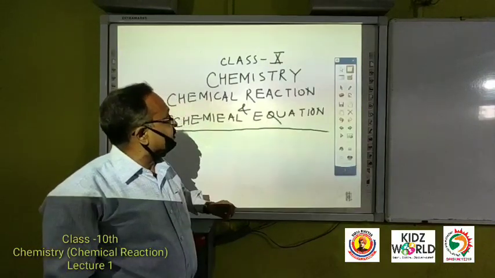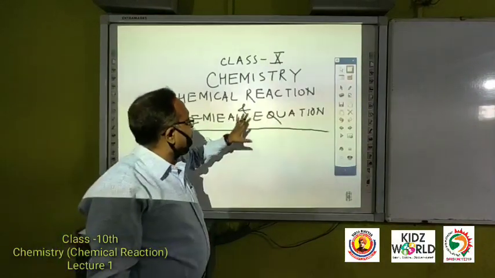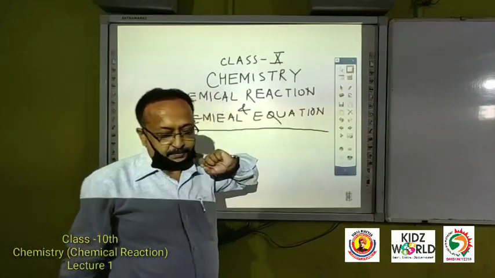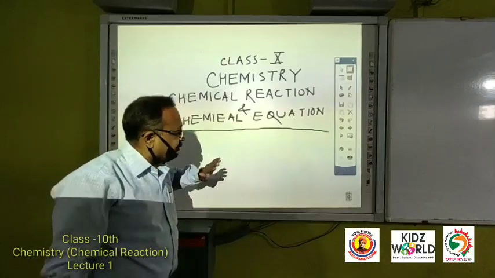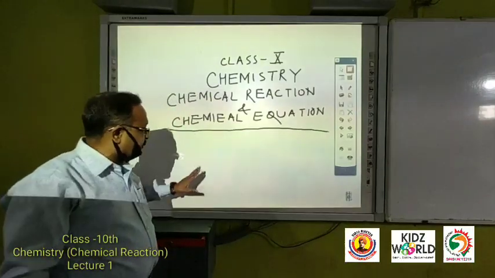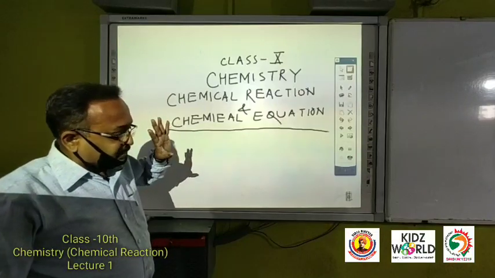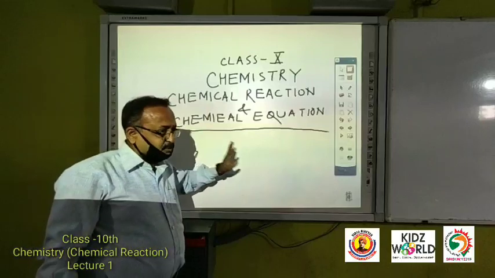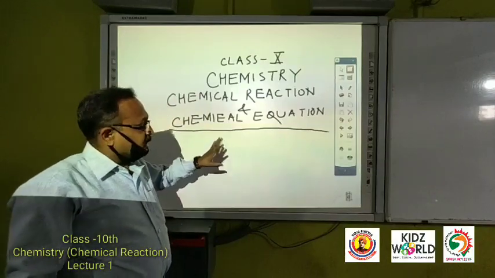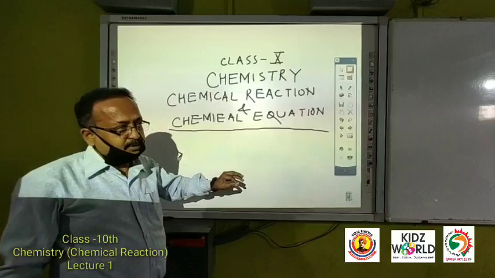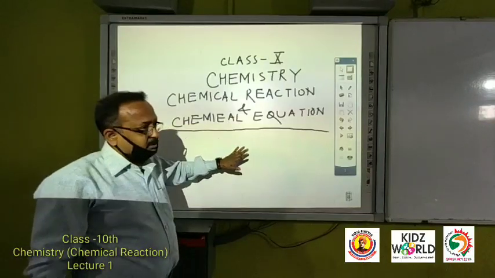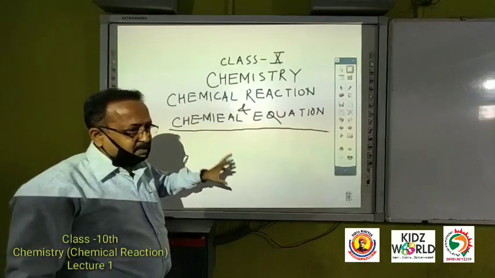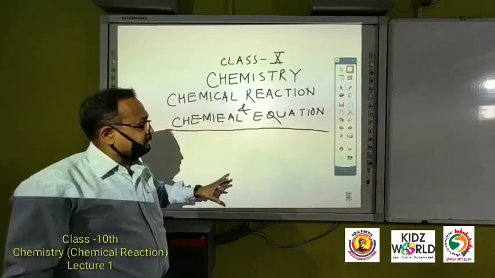Chapter one of chemistry, that is chemical reactions and chemical equations. This very first chapter will tell you about the characteristics of chemical reactions, different types of chemical reactions, how you will recognize the different types of chemical reactions, then what a chemical equation is, and how we can balance a chemical equation.